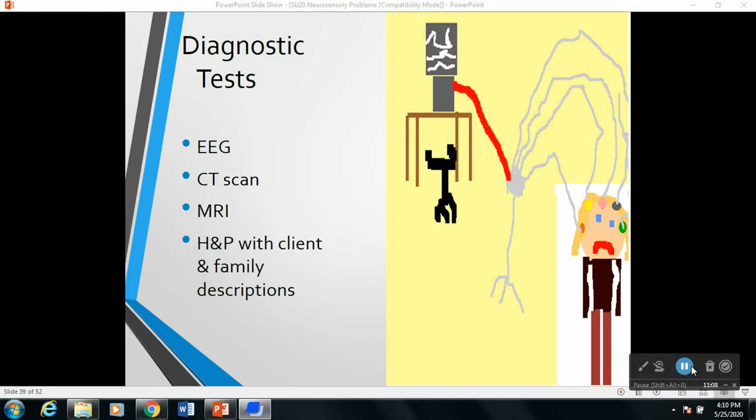They could do a CT scan and MRI. They're definitely going to get a history and physical of the patient and any family histories.